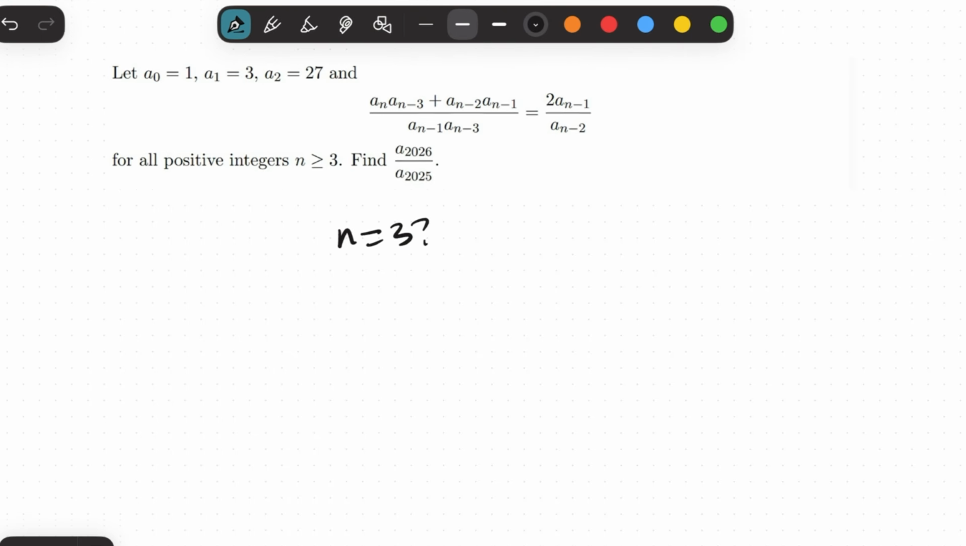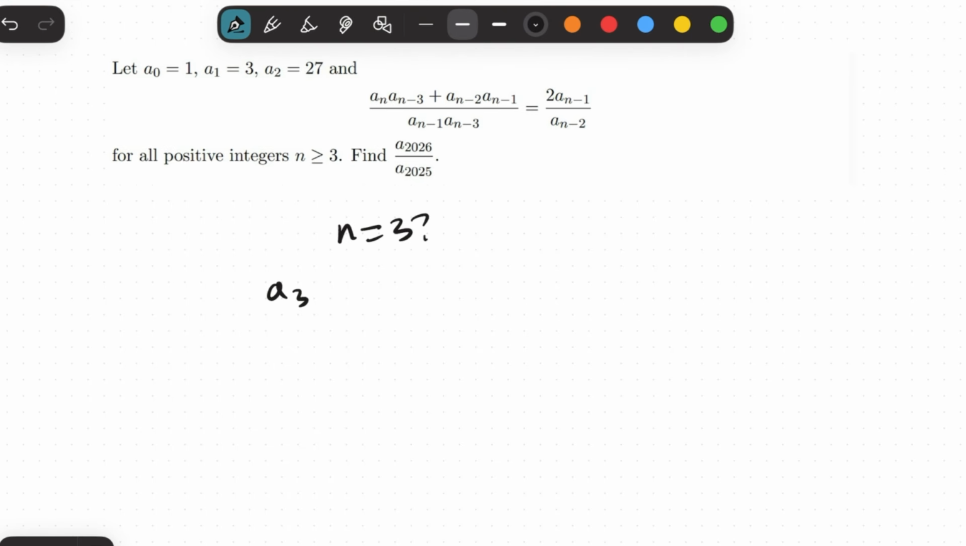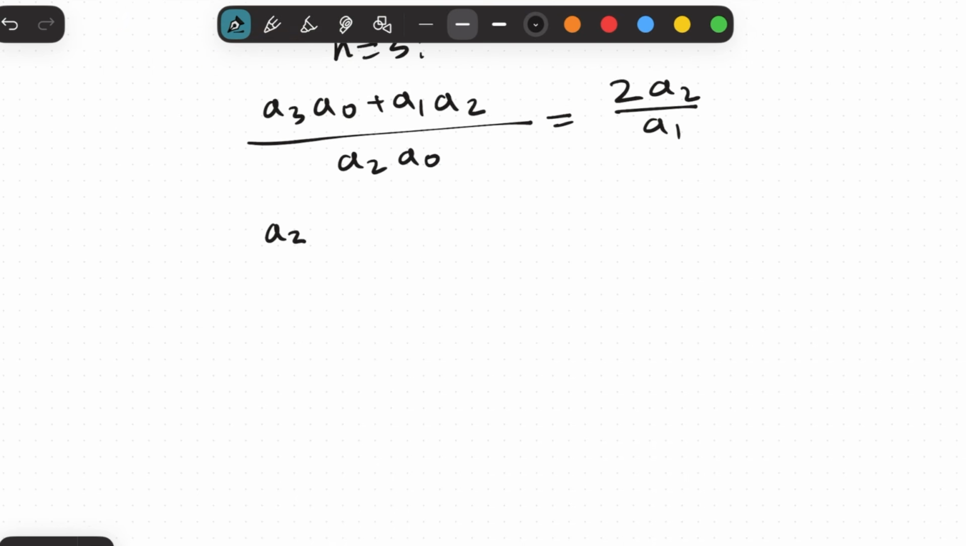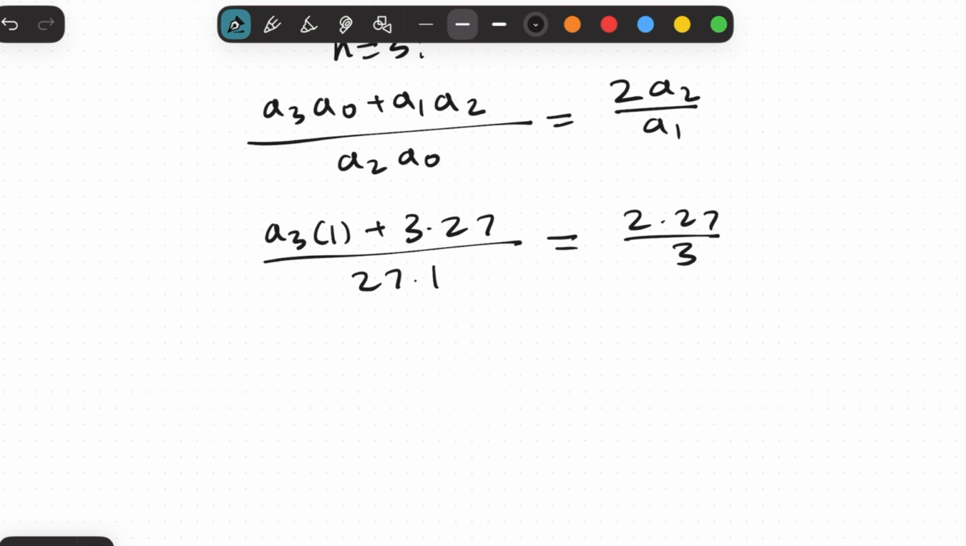Well, then the formula would tell us that (a3 times a0 plus a1 times a2) over (a2 times a0) is equal to 2a2 over a1. And of course, we're given a0, a1, and a2, so we can just plug them right in. That's 1, 3, and 27. So therefore, we have (a3 times 1 plus 3 times 27) over (27 times 1) is equal to 2 times 27 over 3.